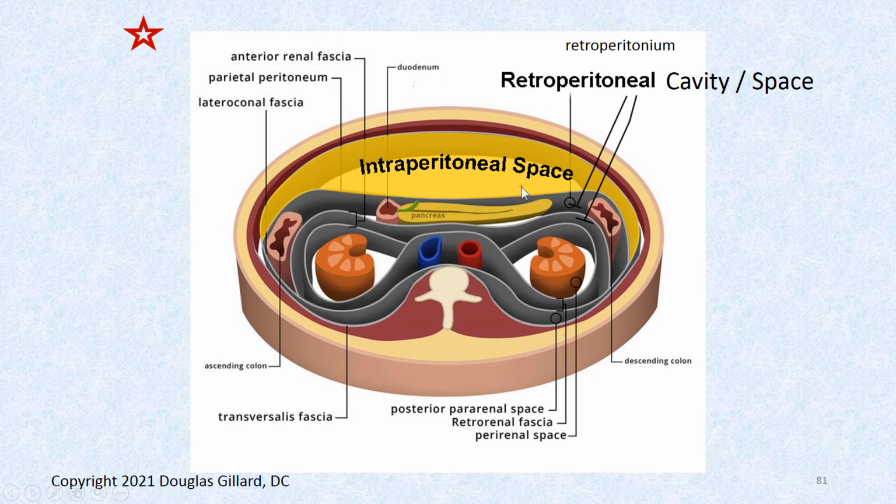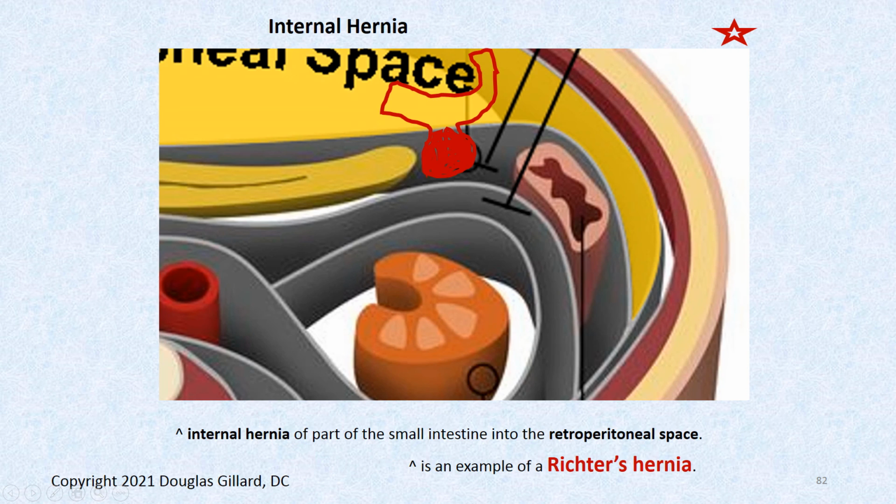So you can get a hernia through the posterior wall of the peritoneum. So intestines could poke out back here. It doesn't happen that often, but they could. So you get a kind of retroperitoneal hernia there. Okay, there's my amazing drawing.